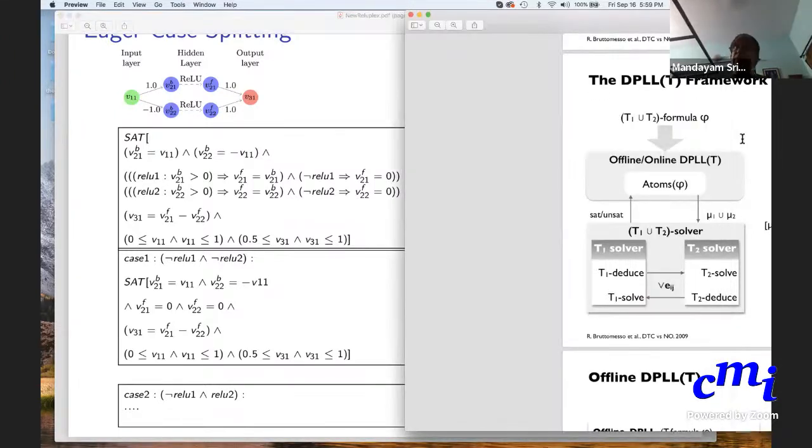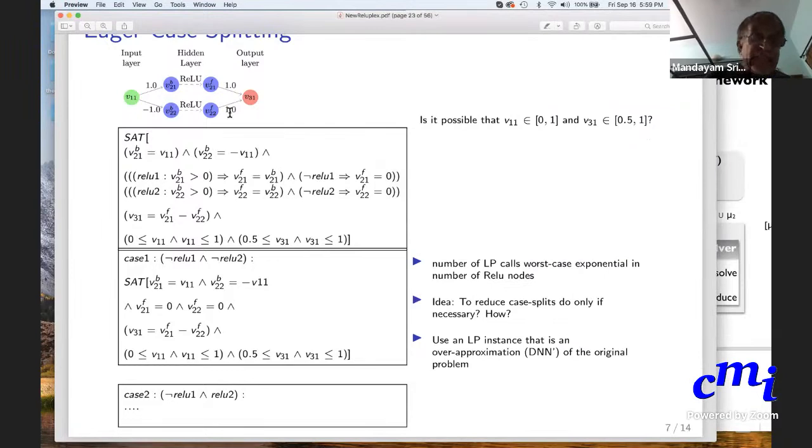SMT solvers do this for arbitrary Boolean structure over linear arithmetic, but in this case, since we are only interested in ReLU, the if-then-else structure, the conditional structures, are fairly limited. Therefore the question it addresses is whether there is a way to reduce these case splits, that is, by doing it only when it is necessary, such that it won't explode exponentially in a lot of cases.